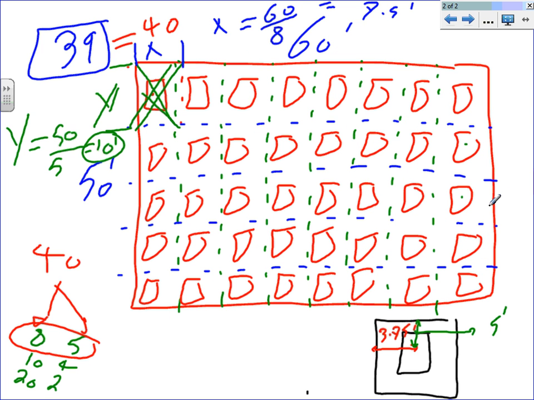Any question, guys? Any question about the layout?